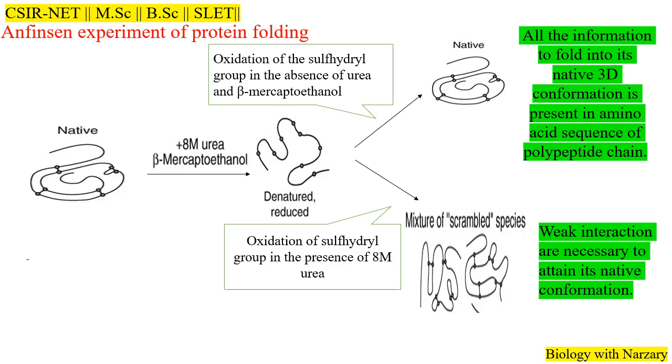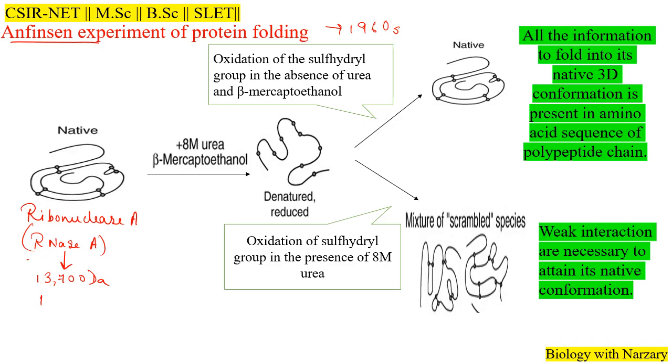Now let us understand in a better way the protein folding process through the experiment carried out by Anfinsen in the early 1960s. For his experiment, he took a protein named ribonuclease A. Ribonuclease A is a pancreatic enzyme which has the ability to digest single-stranded RNA molecules. It has a molecular weight of 13,700 Dalton, 124 amino acid residues, and 4 disulfide bonds.